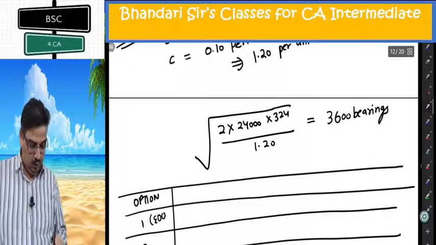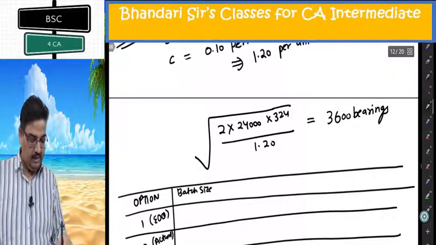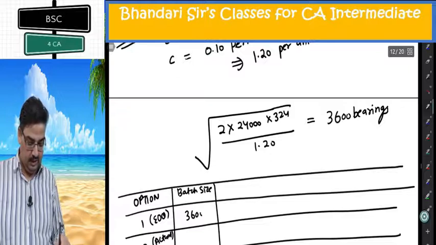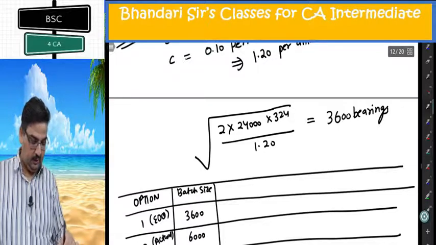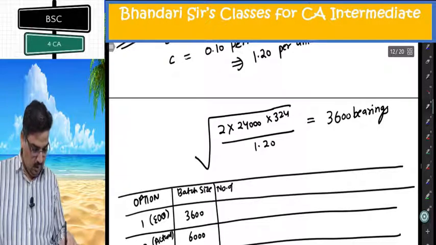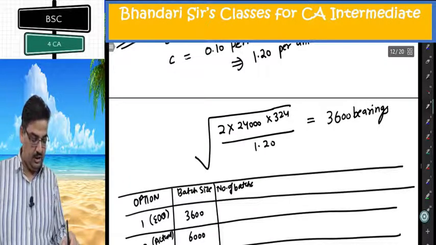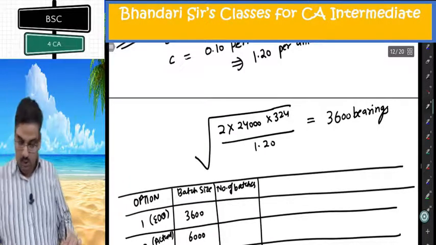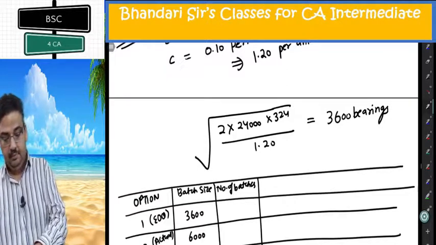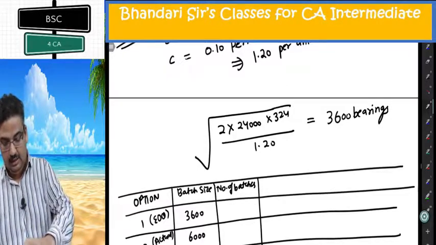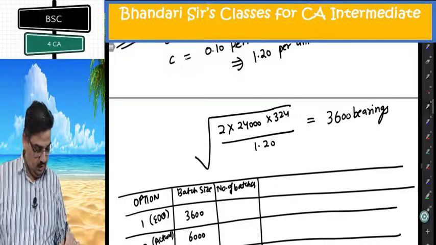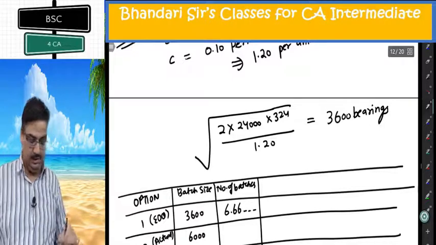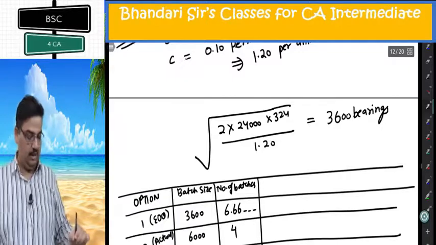Option 1 EOQ. This is their actual policy. Batch size: what they should have produced is 3600, what they are producing is 6000. Number of batches: 24,000 divided by 3600 gives 6.666, so 4 batches actual.